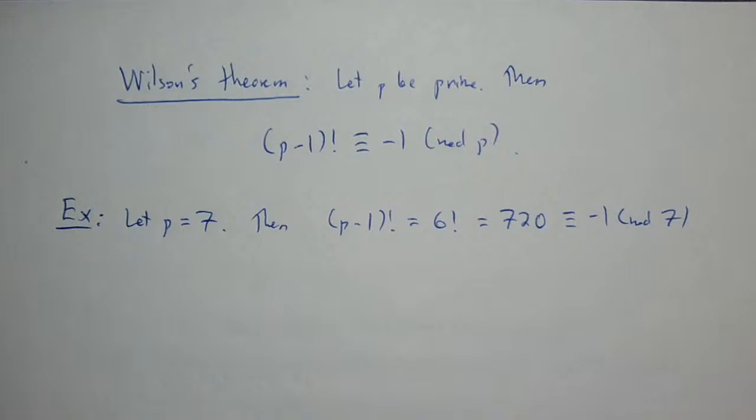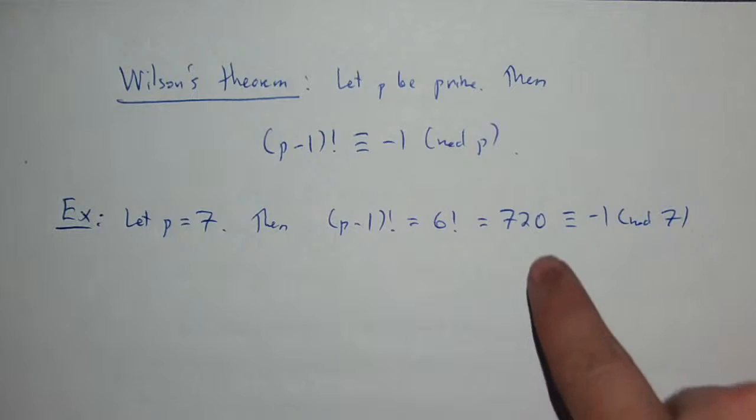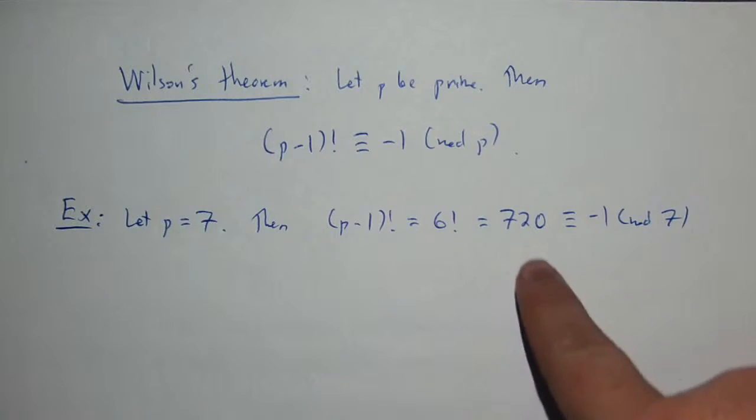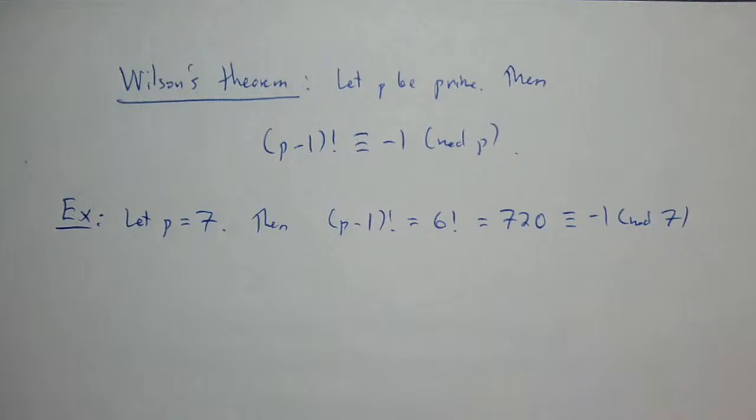Well, how do you know that quickly? Well, it's 720, right? If it were 721, it would be divisible by 7. That's 103 times 7. And so it's 720 instead of 721. So it's 1 less than 721. So it's minus 1 mod 7. So yeah, okay. That's indeed how that works.